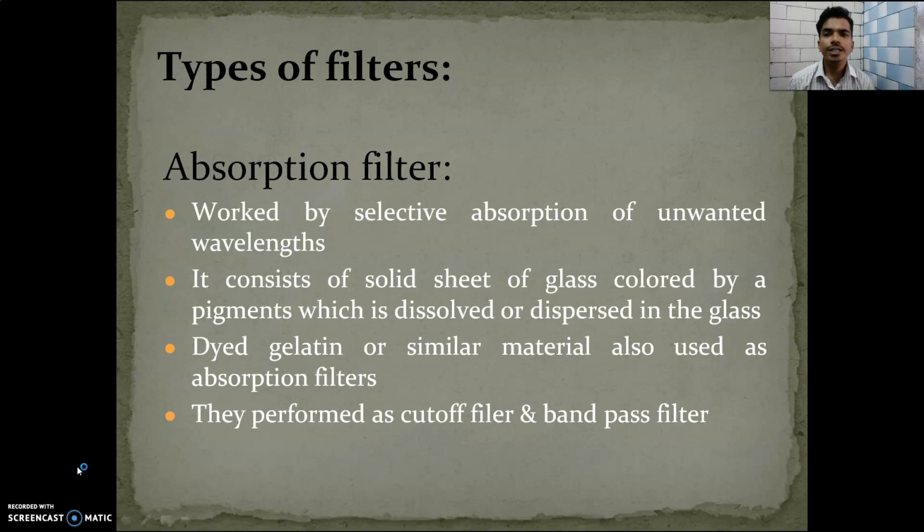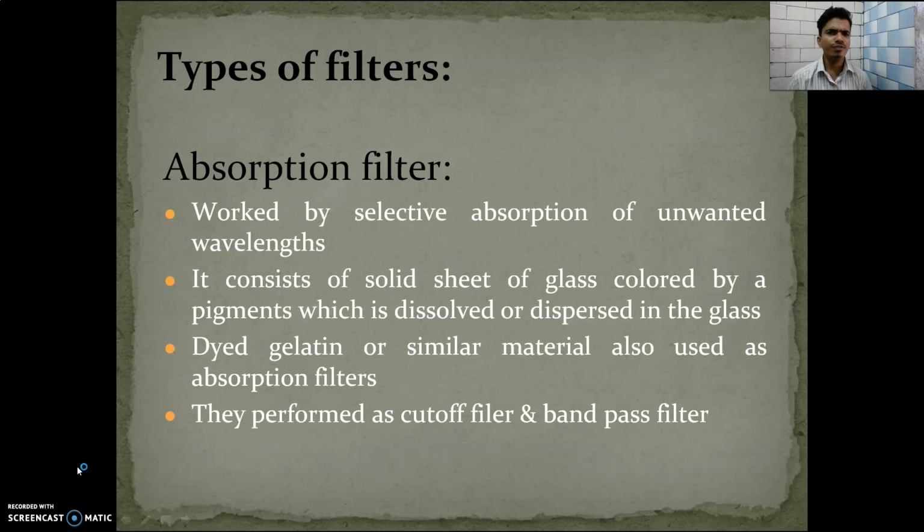So the types of filter. First, the absorption filter, which works by the selective absorption of an unwanted wavelength. It consists of a solid sheet of glass colored by a pigment which is dissolved or dispersed in the glass. Dye, gelatin or a similar material is also used as an absorption filter. They perform as a cutoff filter and a band pass filter.